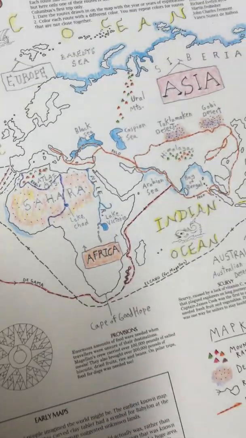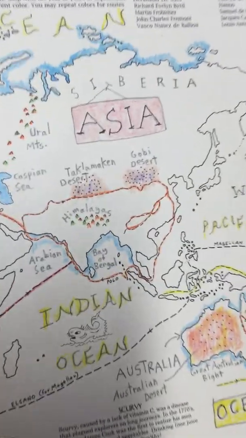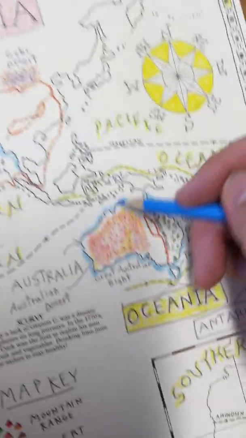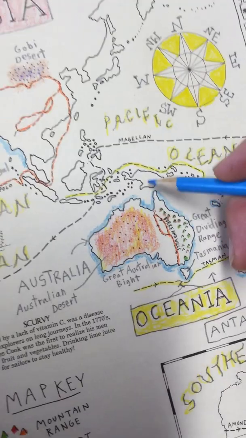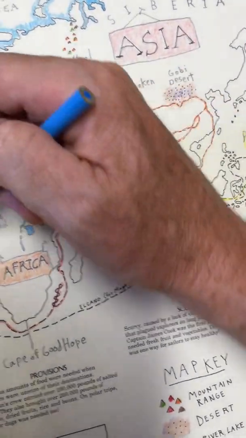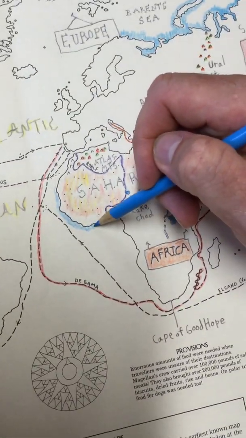like we've been doing with our other continents so far. See how we did that in Australia and Asia. Let's just put a little bit of blue along that coastline.